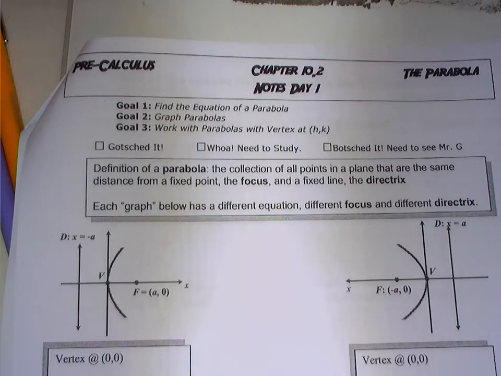We're going to find the equation of a parabola, goal number 1. Goal number 2, we're going to graph these guys. And then goal number 3, we're going to work through parabolas that have vertexes h and k. So that's the first thing that you should write down.